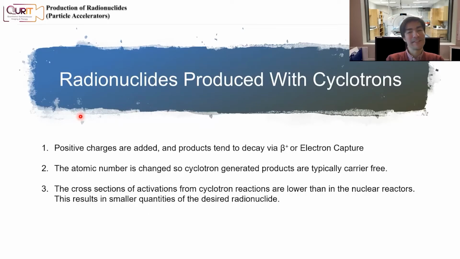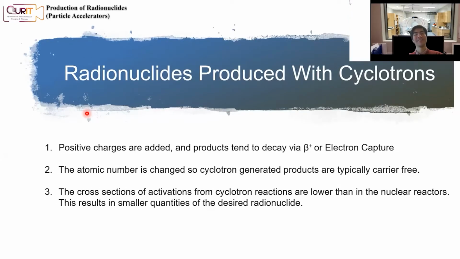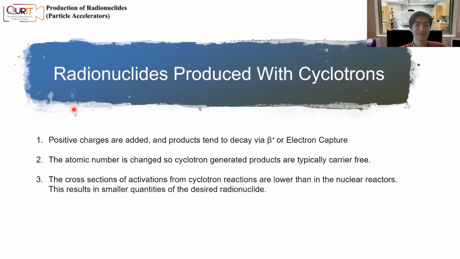The atomic number is changed, so cyclotron-generated products are typically carrier-free. You start with a target of one element, and your result is a different element, which typically is radioactive, so you have a higher chance of getting a carrier-free product. Now the cross sections, we're going to see what that means in a moment. Let's say the probability of having these reactions happen in the cyclotron is less than in a nuclear reactor. So our result has smaller quantities of the desired product compared to if this was happening in a nuclear reactor.